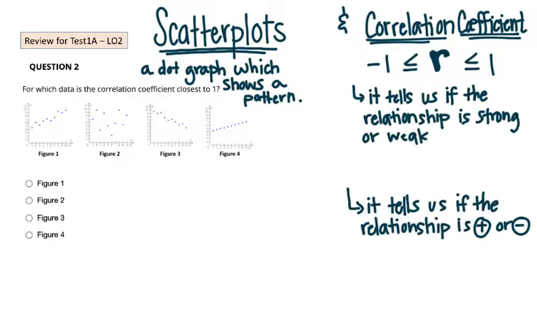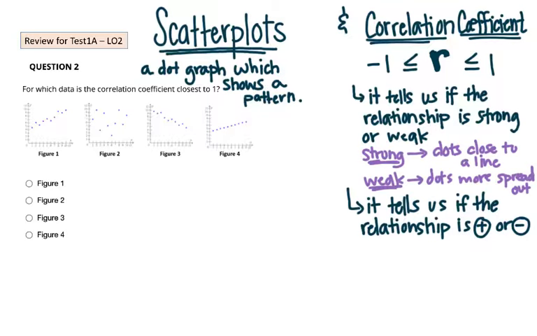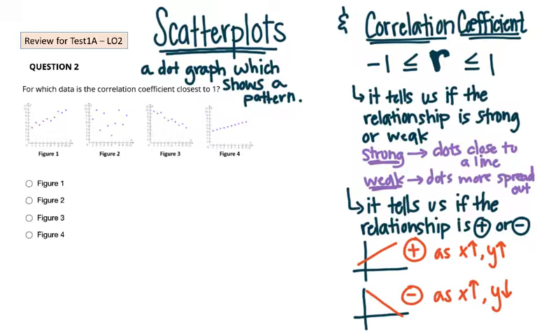And remember, a strong relationship means the dots are close to a line. It's easy to see a pattern. And a weak relationship means the dots are very far away from the line. No relationship just means the dots are all over the place. Okay, and remember, a positive or negative relationship is talking about which direction the pattern of the dots is going. So remember, a positive relationship is going up from left to right. That means as x goes up, y goes up. And a negative relationship is going down from left to right. That means as x goes up, y goes down. They're moving in different directions.